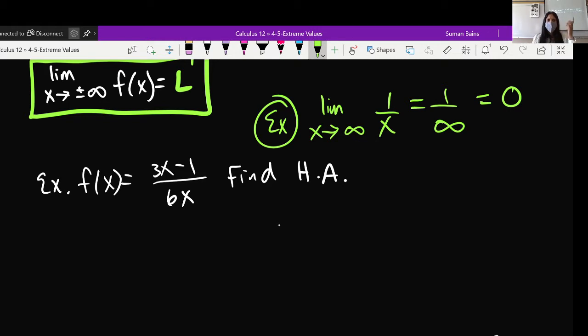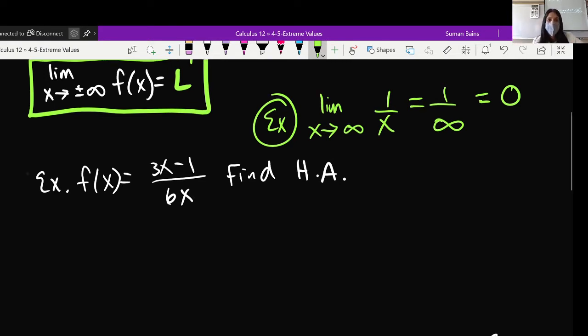If you're ever unsure because there's lots of stuff going on in the equation, you can always use a really large number. It doesn't even have to be that large, but like 100, 1,000, 10,000, whatever, to understand and think your way through the concept.